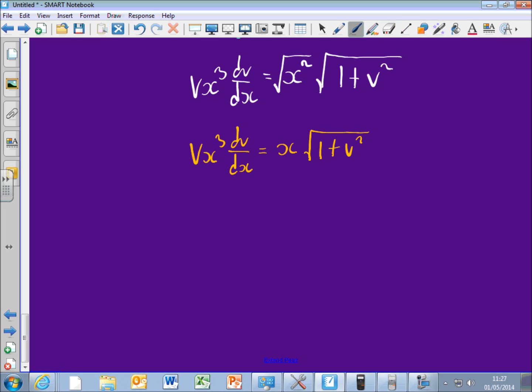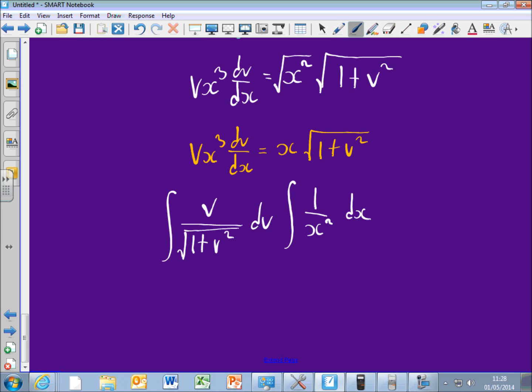So it is separation of variables, isn't it? Want all the v's on that side, all the x's on that side? So this is going to be v, but I've got, oh, that's square rooted, isn't it? dv is equal to 1 over x squared dx. Okay, cool. Equals in the middle.